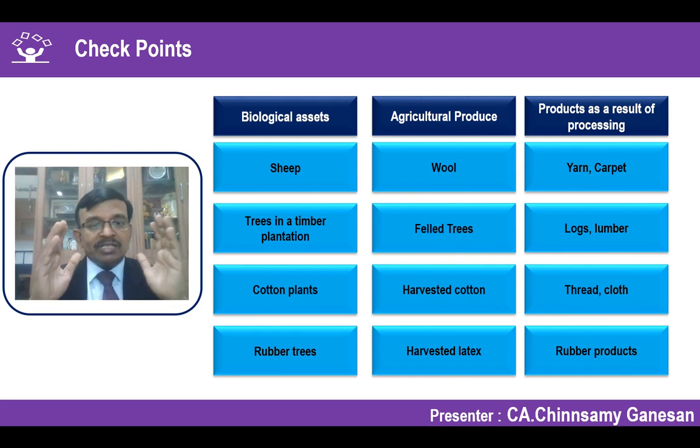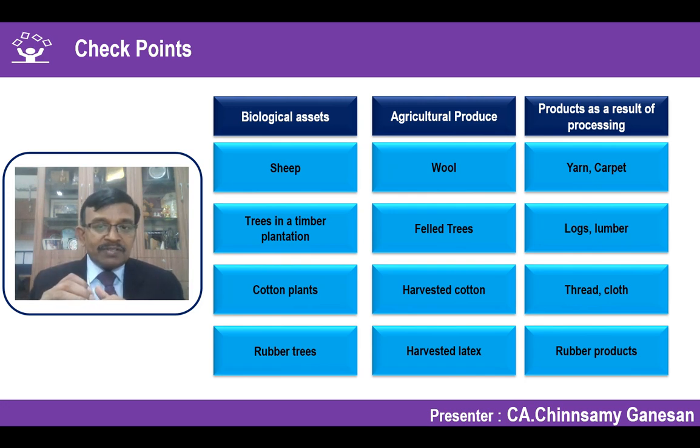So in simple terms, if it is a bearer biological asset, we will consider Ind AS 16 Property, Plant and Equipment under the cost model. All other items are considered under this particular standard, Ind AS 41 Agriculture.